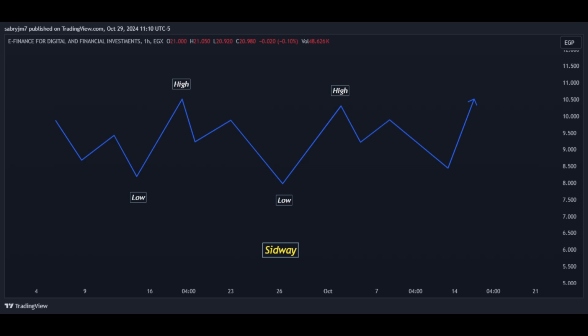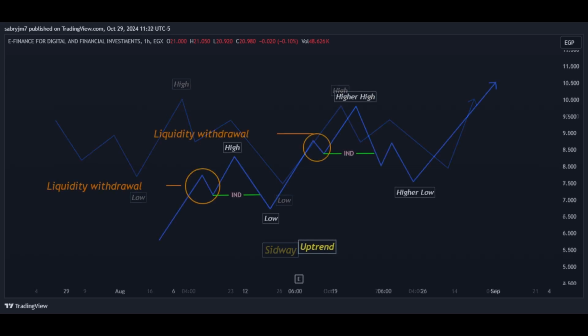Identifying true highs and lows on the chart. Now let's dive into today's main topic: how to recognize true highs and lows on a chart. Before we get into the methods for identifying true highs and lows, we need to understand a crucial concept.